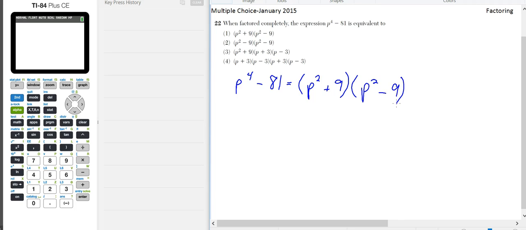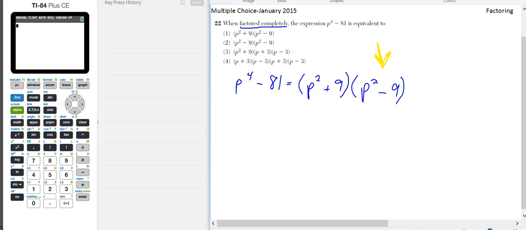Are we finished? What a lot of people might do is choose choice 1 and move on to question number 23. But that would be incorrect and you would not get credit for this question. How come? The question is asking, when factored completely, is this factored completely? P squared plus 9 times p squared minus 9. It is not factored completely because p squared minus 9 is the difference of two perfect squares.